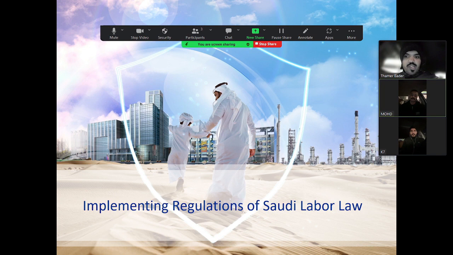As you can see, this is the implementing regulation of Saudi labor law. First, you may ask what I'm wearing. This is a cultural uniform here in Saudi Arabia. I wear it because we are talking about Saudi labor law. So today we will talk about the regulations, the statements, the rights, and the responsibilities of the organization in Saudi Arabia, and also for the workers.